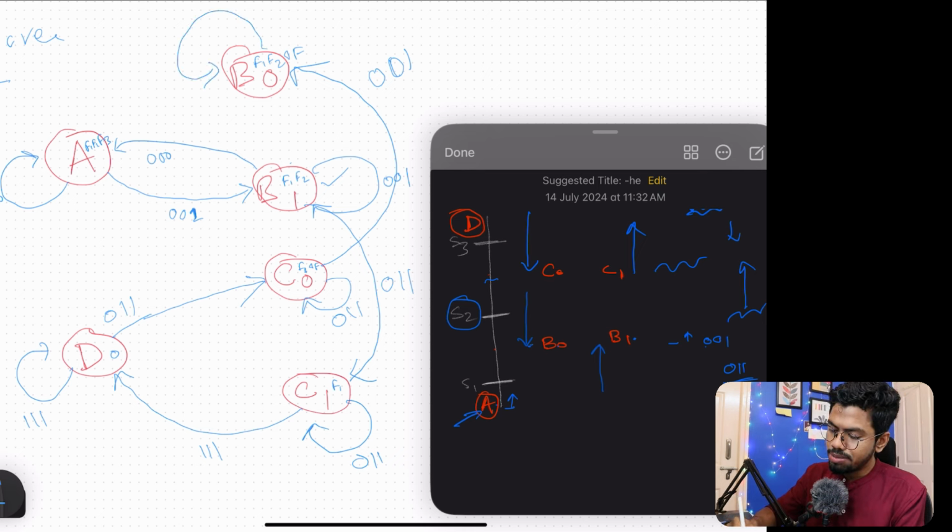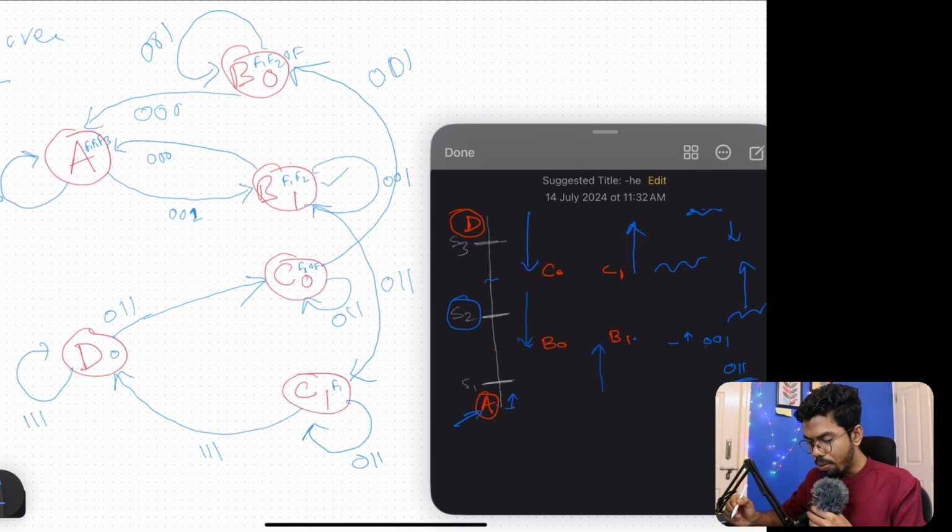And if I received a 001, I'll be at B0 only. But anytime I am at V0 and if I received a 000, then I can go back to my A state. I hope I have covered all the scenarios here.